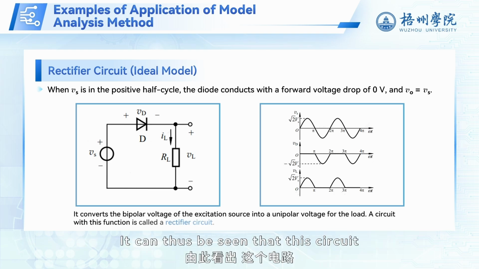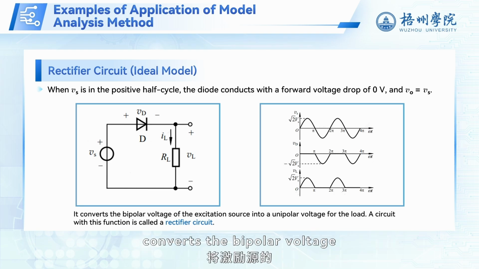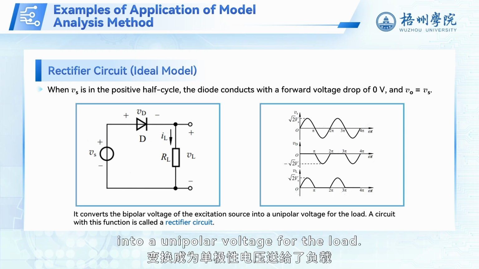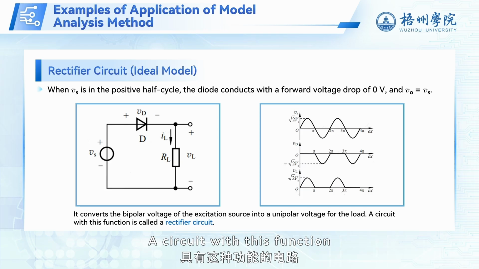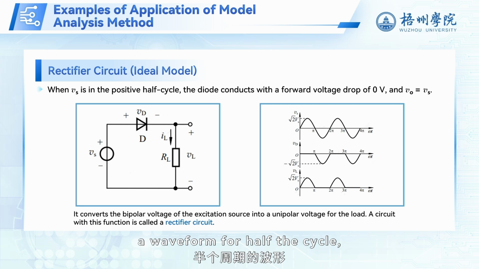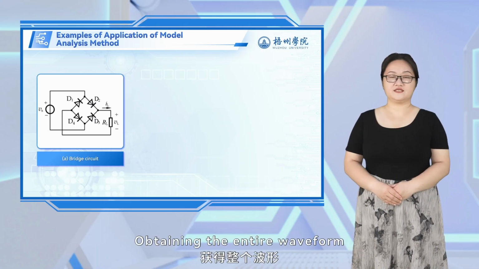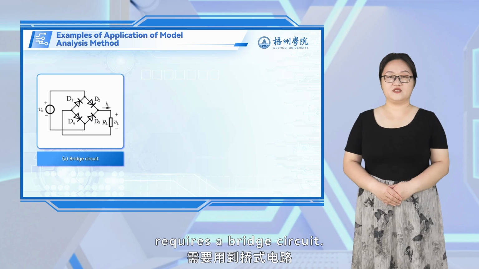It can thus be seen that this circuit converts the bipolar voltage of the excitation source into a unipolar voltage for the load. A circuit with this function is called a rectifier circuit. Since the load only obtains a waveform for half the cycle, this circuit is also called a half-wave rectifier circuit. Obtaining the entire waveform requires a bridge circuit.